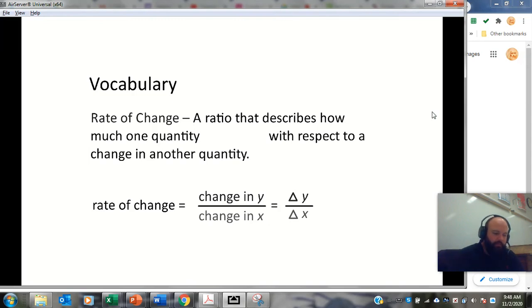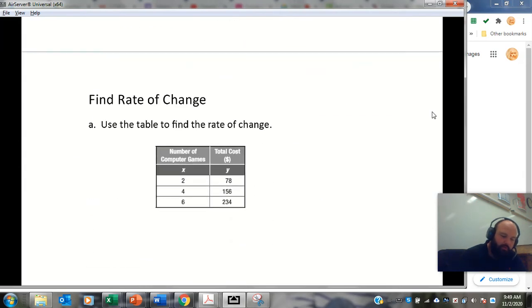So first of all, it says vocabulary, rate of change, a ratio that describes how much one quantity changes, and that's the word that we want to put in there, changes with respect to a change in another quantity. You have to excuse my writing. It's as good as it can be given the circumstances, but that word should be changes. So you can see right here it says rate of change, and the rate of change is another fancy word for slope, and that is simply the change in y divided by the change in x. So it's always the change in y over the change in x.